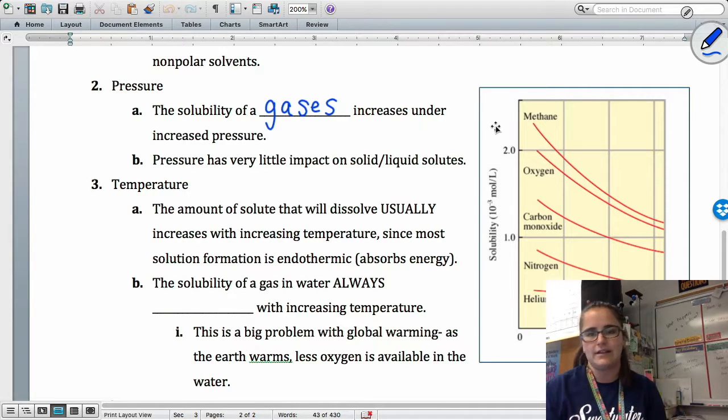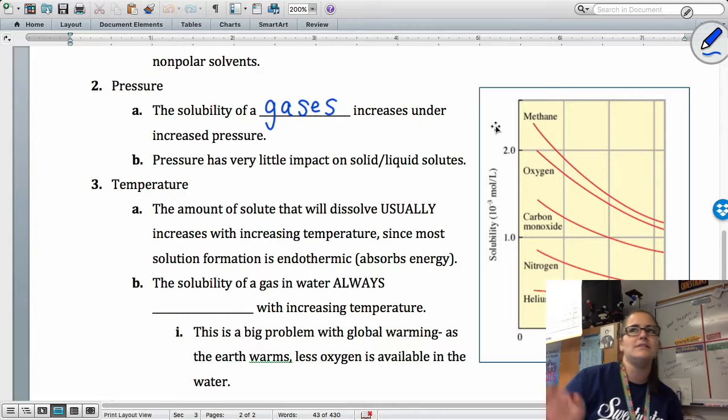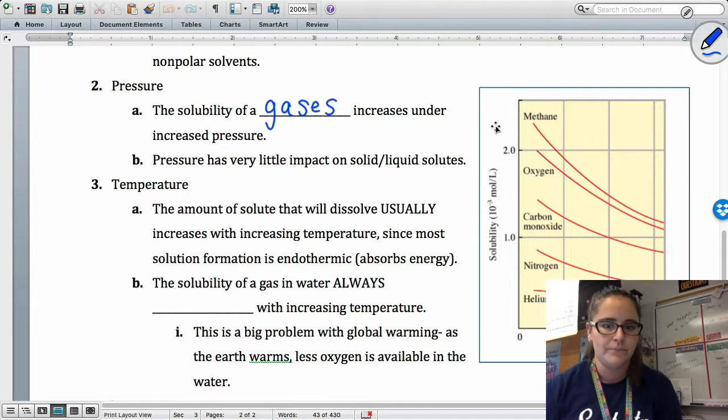But pressure has very little impact on solid or liquid solutes. They're like, what's going on up there in the gas? Oh yeah, we don't care.